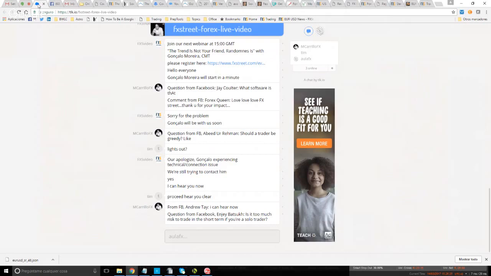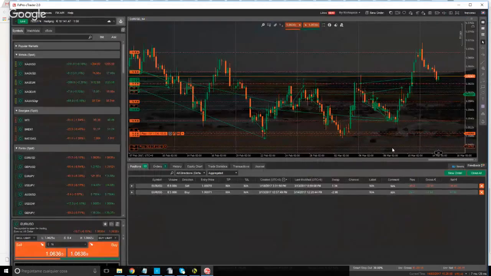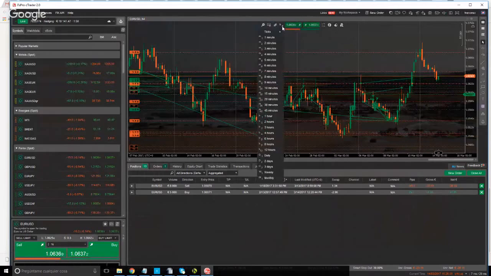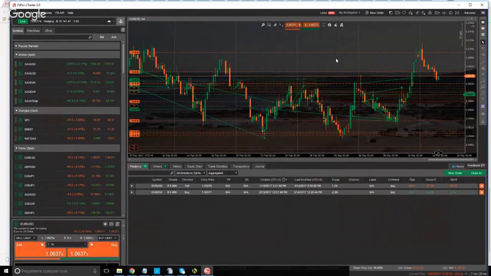NJ asks, is it too much risk to trade in the short term if you are a solo trader? I don't see a risk tied to the time frame. You see, markets to some extent have a fractal behavior. That is, if I didn't tell you that this is a 4 hour time frame which I'm displaying here, you wouldn't recognize whether it is a 4 hour, 1 minute or a daily chart.